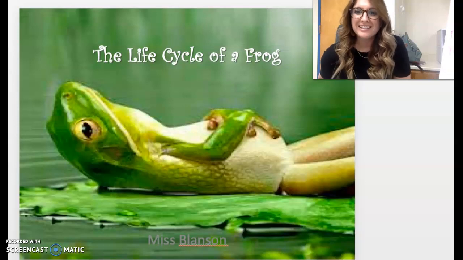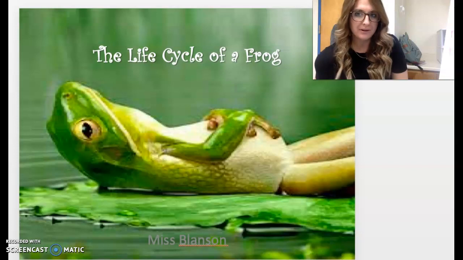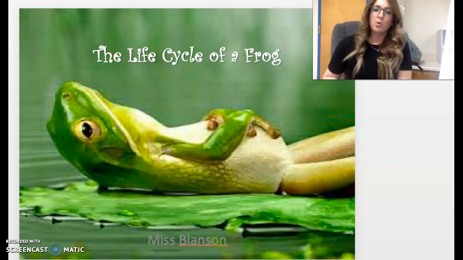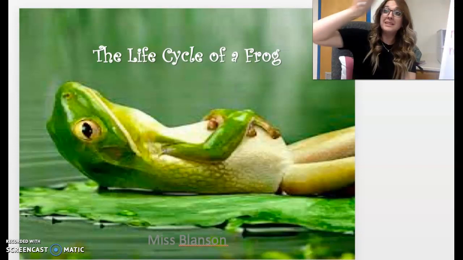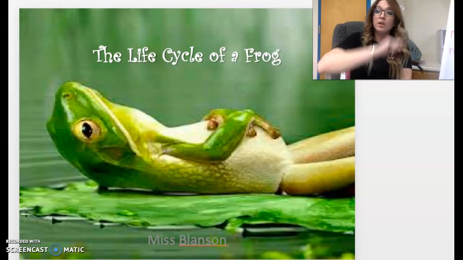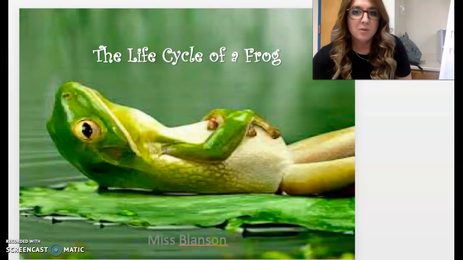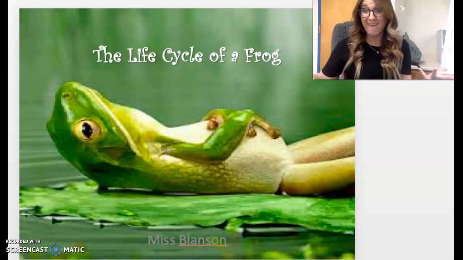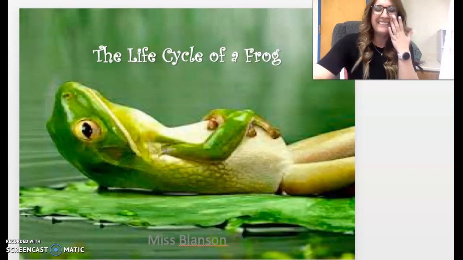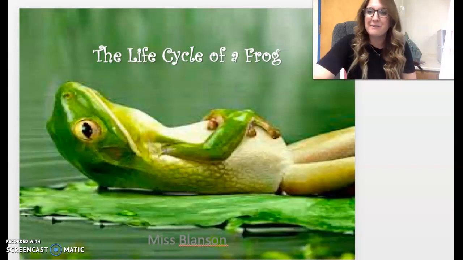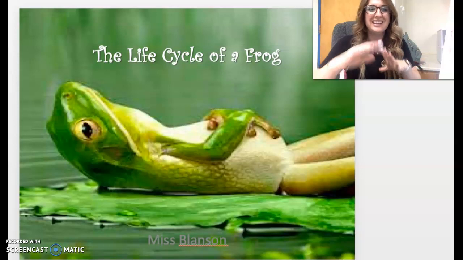All right, so yesterday we learned about the life cycle of a flower and how we learned that a cycle means that it goes over and over and over again. So now we are going to learn about the life cycle of a frog. We are going to learn how a frog grows and changes.